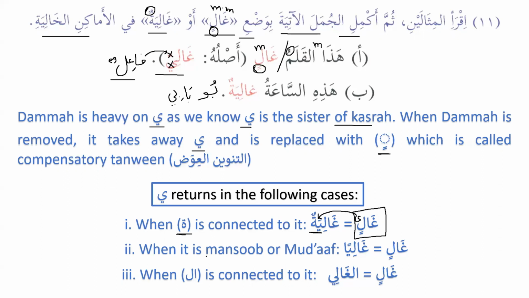The second condition is when the noun is mansub or when it is used as mudaf. These two conditions we know already. So when the noun is mansub or used as mudaf, then the ya comes back. And the next condition is when al is added to it, and then also ya comes back. In this lesson, our focus is only on the case when ya comes back with ta marbuta. You might be thinking it is extra information, but that's how we learn. First of all, you have to have some idea about something. Now your only responsibility is to try to figure out this idea. How to implement it? Inshallah, we will implement it when we proceed further into the course.